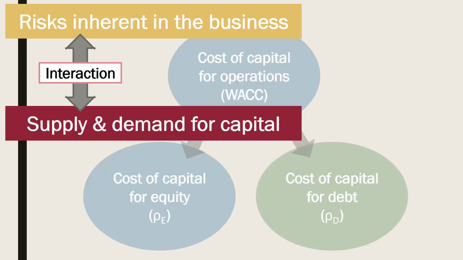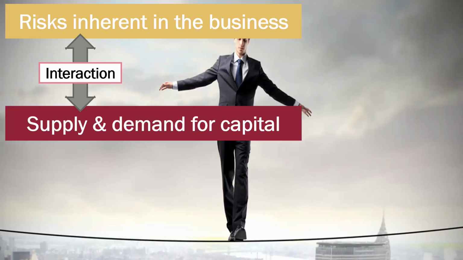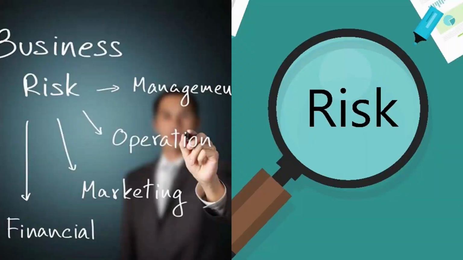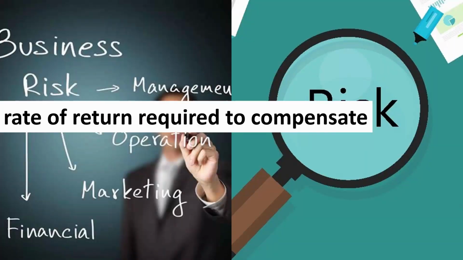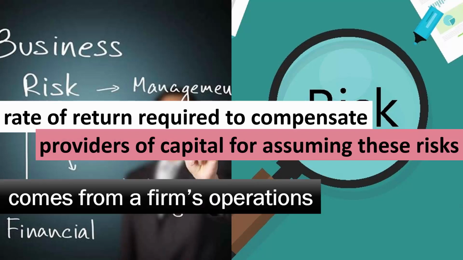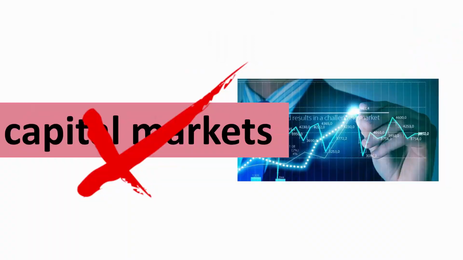There is an interaction between supply and demand for capital in the capital markets and between the risks of a firm's operations and the requirements of providers of capital based on the amount of capital they have and the risks of other investment alternatives they face. However, fundamentally, risk and the rate of return required to compensate providers of capital for assuming these risks comes from a firm's operations and not from the capital markets and not from anywhere else.